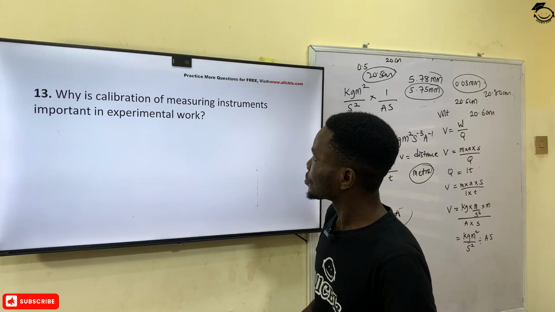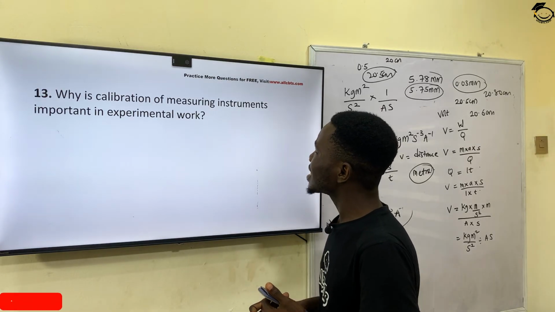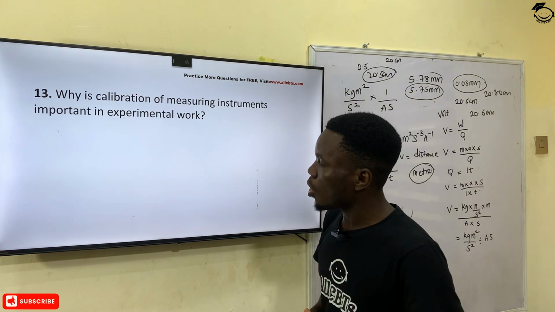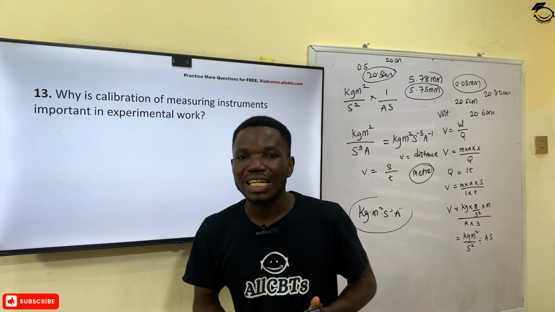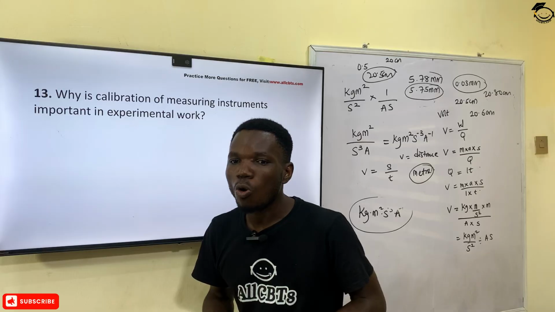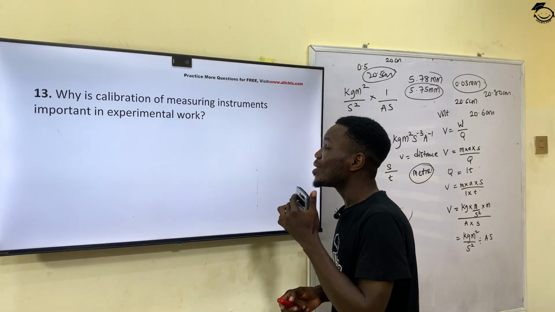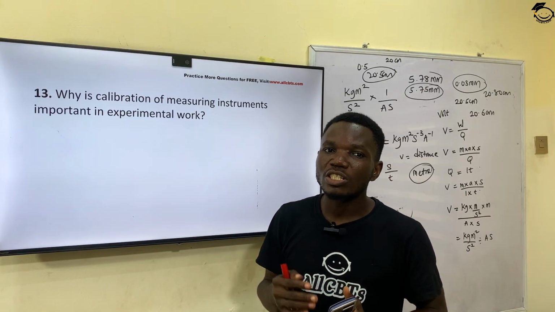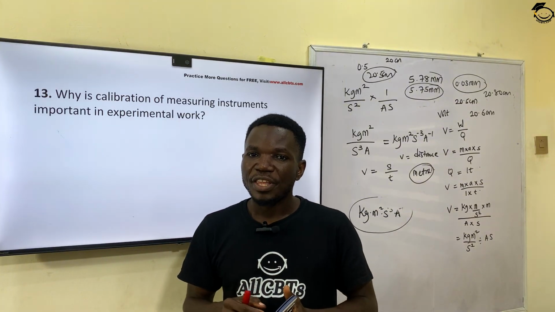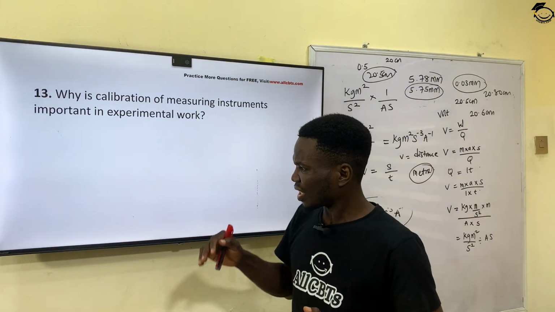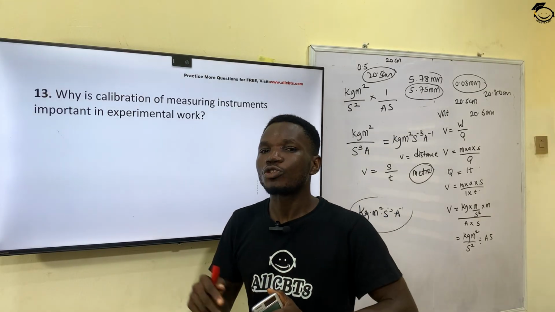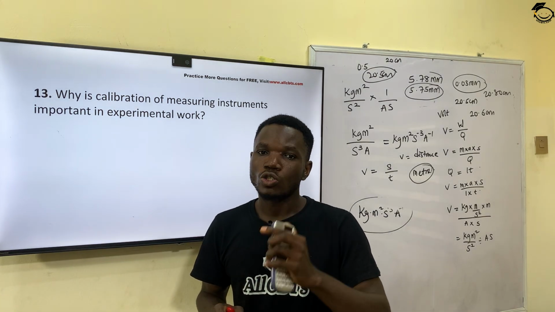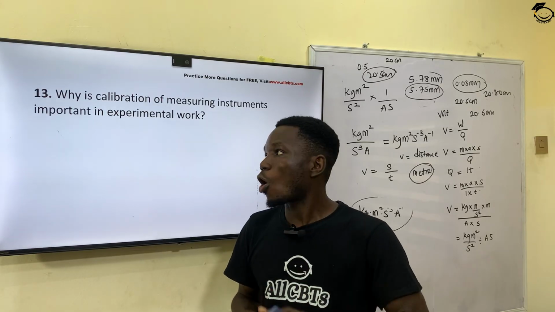So moving on from there, question number 13 says, why is calibration of measuring instrument important in experimental work? If your measuring instrument is not calibrated, then first you are going to be having what we call systematic error. So calibration is just the system of numbering or giving values to each part or each step of your measuring instrument. And it is very, very important in experimental work, so as to reduce error and ensure accuracy.